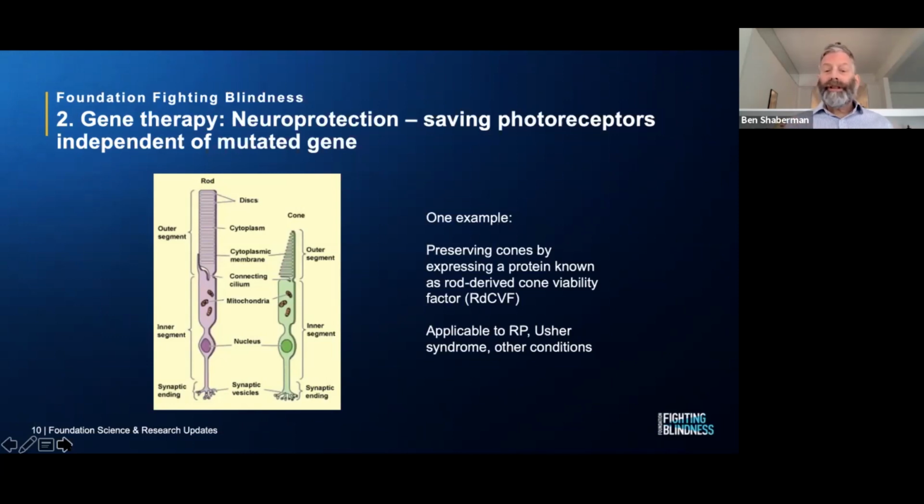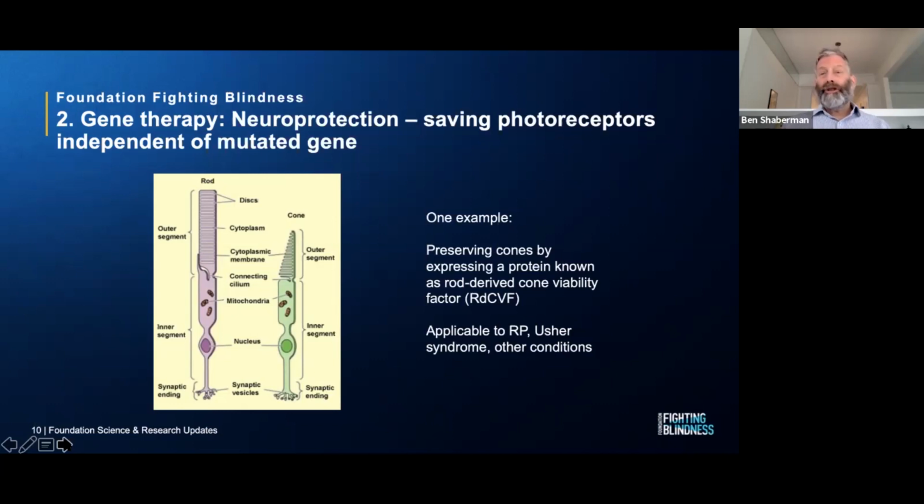So the researchers at Institut de la Vision developed a gene therapy, what would hopefully be a one-time injection of this gene to produce this cone-saving protein. And they've actually spun off a company called Sparing Vision, which is working toward a clinical trial. This approach at the moment is applicable to people with RP and Usher syndrome and related conditions. And again, it's really targeting survival of cones.